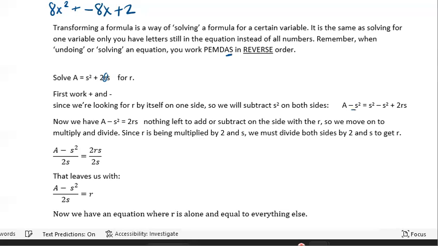So we do that on both sides. And over here, that becomes 0. So now there's nothing left that's added or subtracted to the side with the R. So we're going to look at the next things, which would be multiplication and division. So the 2 and the S are both multiplied to the R. We can divide them at the same time. So here, if we divide by 2 and S, that will cancel the 2 and the S on this side. If we divide by 2 and S, we just have this really ugly fraction, but we're going to leave it that way. And we have solved for R, and that's it.